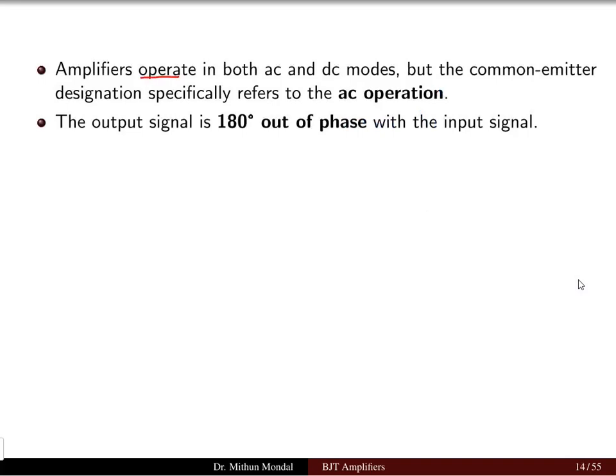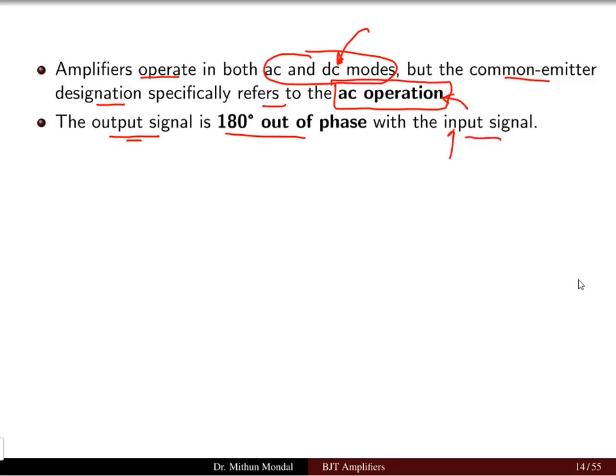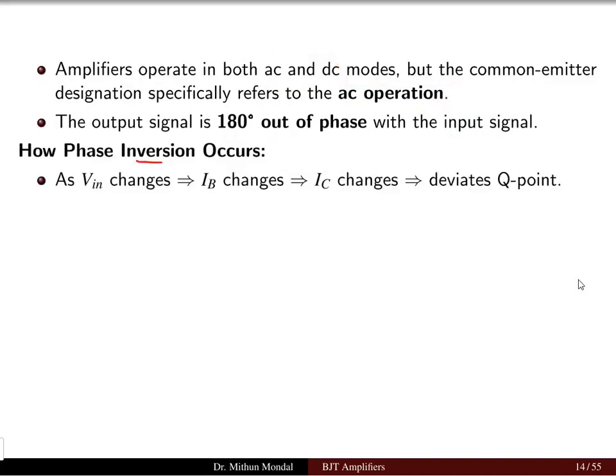These amplifiers operate in both the AC and DC modes, but the common emitter designation especially refers to the AC operation. So we are not going to consider the DC mode in common emitter. We are going to consider only the AC operation mode. The output signal that we get is 180 degrees out of phase with respect to the input signal. So there is a phase inversion. Whatever AC signal we give as input, the output we get is 180 degrees out of phase. Now how does phase inversion occur?